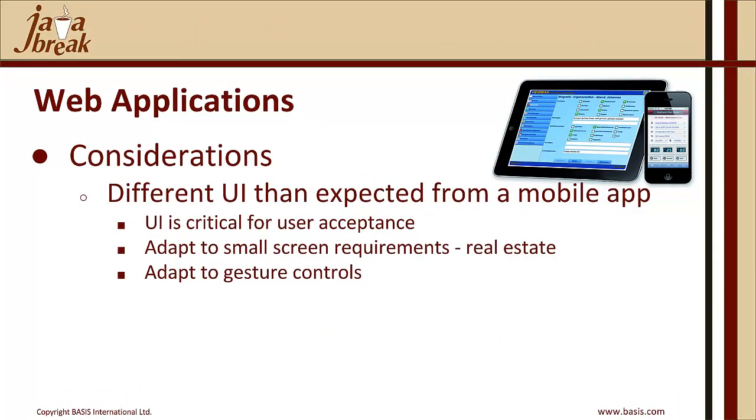However, web apps written for the desktop often have a completely different look and feel than would be expected for mobile devices. The UI is a critical component to user acceptance. Therefore, web apps require some tweaking to make them look like a native app that users expect. The smaller real estate or working surface and gesture controls are just two considerations.